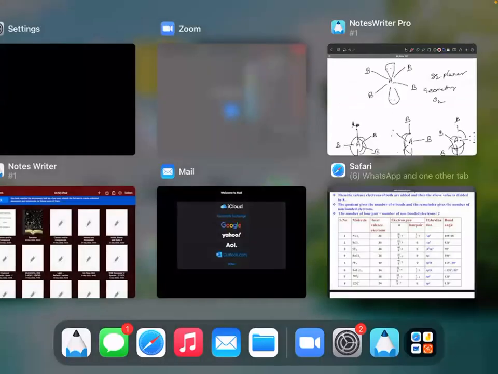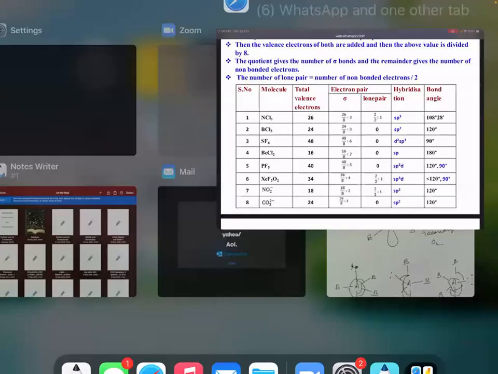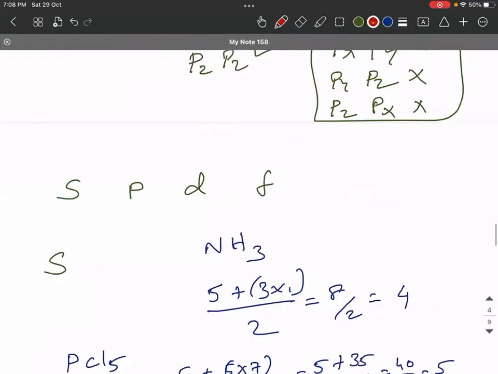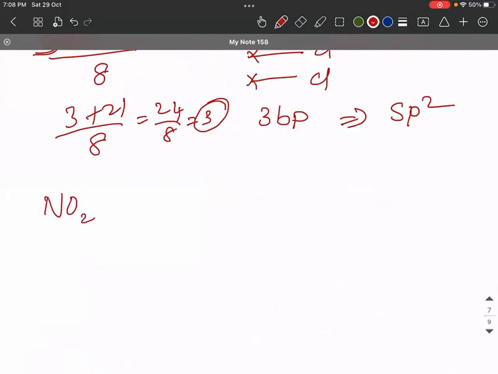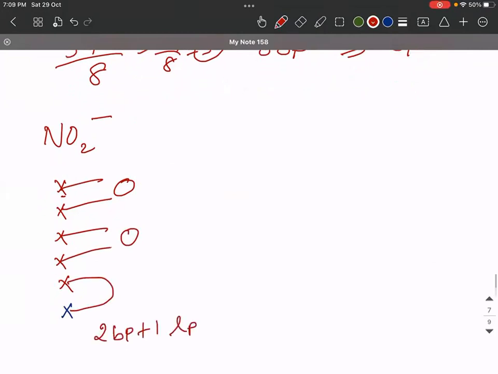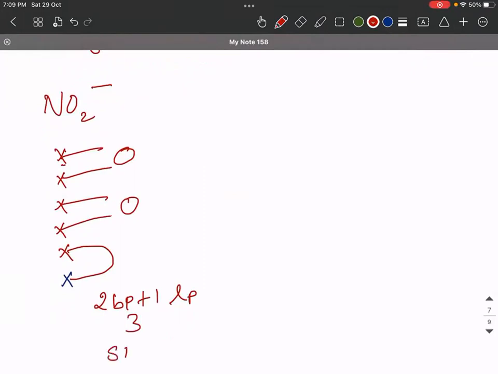So now you can do NO2 minus for the ionic molecules. Both methods, our method and then NO2 minus. Nitrogen is the atom, no? 1, 2, 3, 4, 5. Oxygen will form a double bond. And then a 1 minus charge is there, so you have to add 1 extra. Then the second oxygen will form this. So 2 bond pairs plus 1 lone pair, that is 3. 3 means sp2, right?